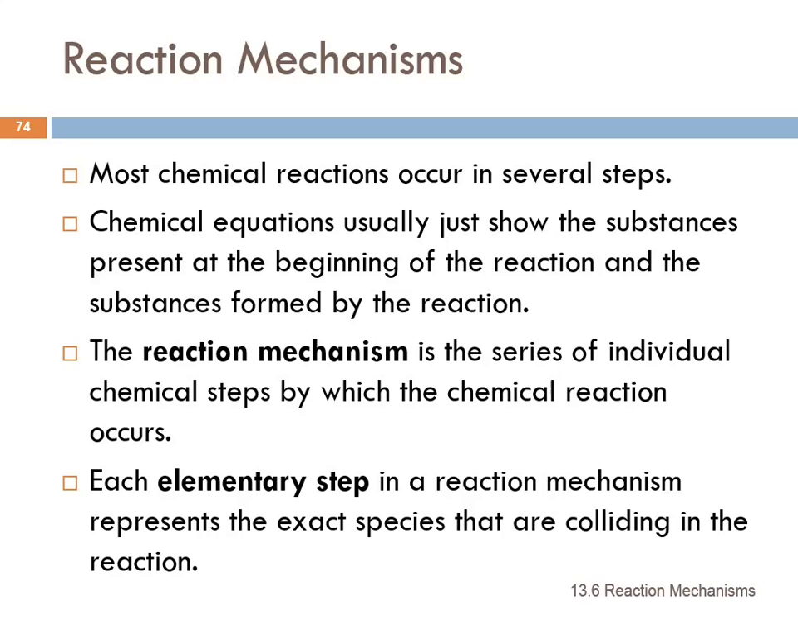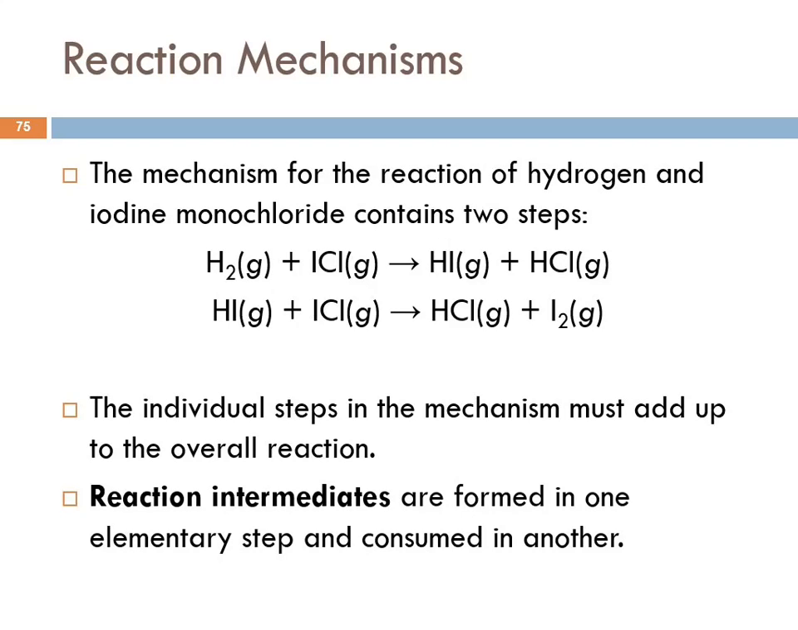The steps in the reaction mechanism are called elementary steps, and each of those represents the exact species that are colliding in the reaction. So let's look at the reaction for hydrogen and iodine monochloride. And these are the two steps that occur. Hydrogen reacts with the iodine monochloride and forms hydrogen iodide and hydrogen chloride. And then the hydrogen iodide reacts with the iodine monochloride and forms hydrogen chloride and iodine.